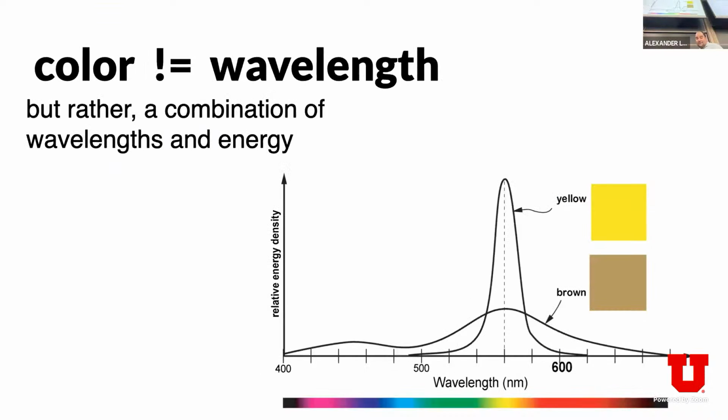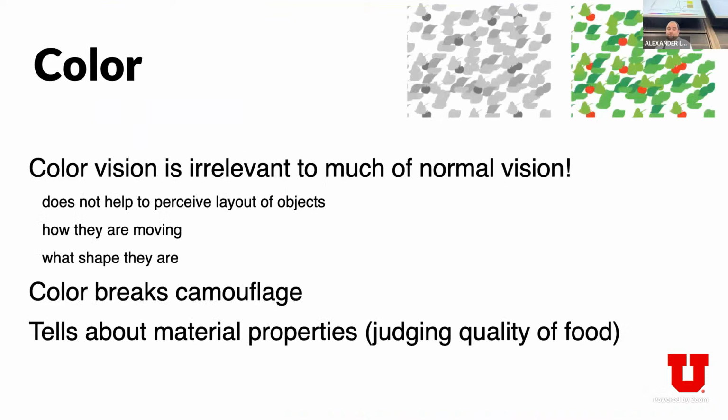And color, interestingly, is not the same as wavelength, right? Rather it's a combination of wavelength and energy. So for example, if we have these two different curves, and we have a high energy density that peaks around the yellow wavelength spectrum, we will perceive it as yellow. But if this peak is less strong, if we have less intensity here, and there's more of a mix of other colors, we will perceive the same thing as brown.